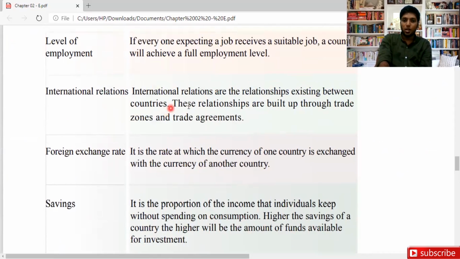International relations are the relationships existing between countries. These relationships are built up through trade zones and trade agreements. Trade zones and trade agreements mean you are able to sell your product to different countries. The mutual understanding between countries makes it very easy to sell and buy things. Much lower taxes will be put when you are bringing that product into the country. So it's a good thing.